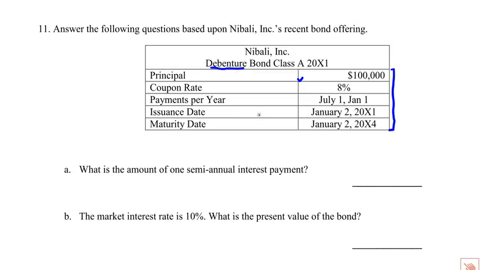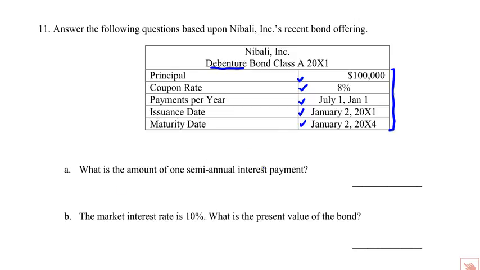The rate is quoted on an annual basis. And here we have two payments per year, July 1 and January 1. It makes it a little easier to have one at the first of the year and one halfway through the year. Here's the issuance date in January, and here's the maturity date. So we have all of 2001, 2002, 2003. This is a 3-year bond.